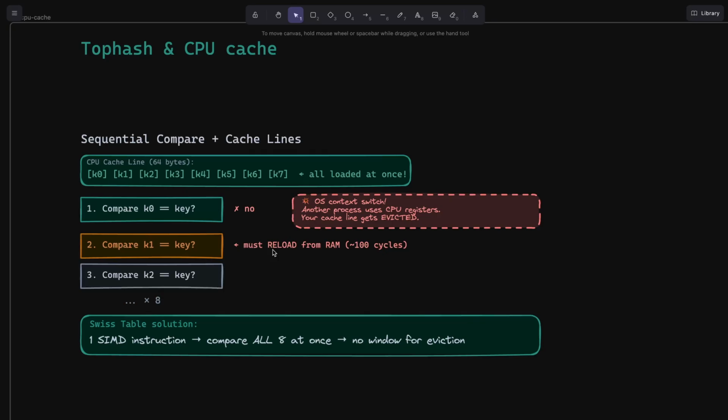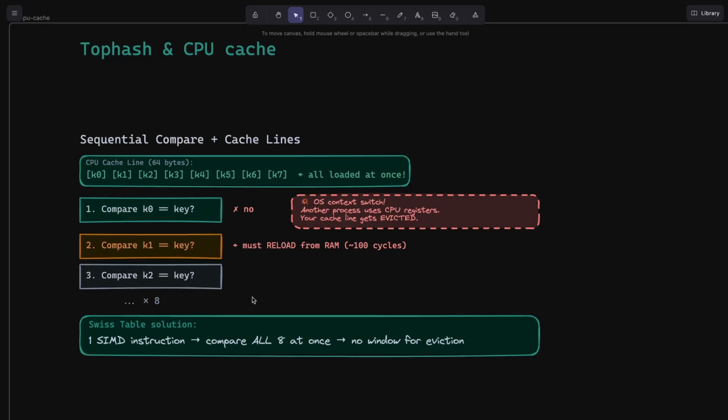Between checking slot 1 and slot 2, another thread can run and evict your cache line. When your search resumes, it has to reload from memory. 8 sequential checks means up to 8 chances to get interrupted.